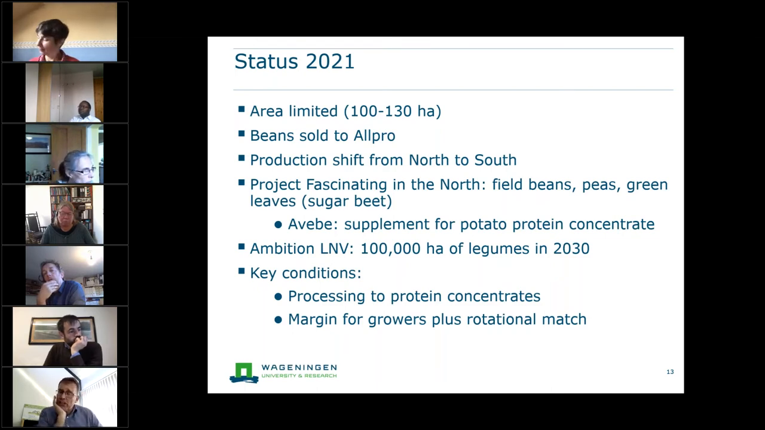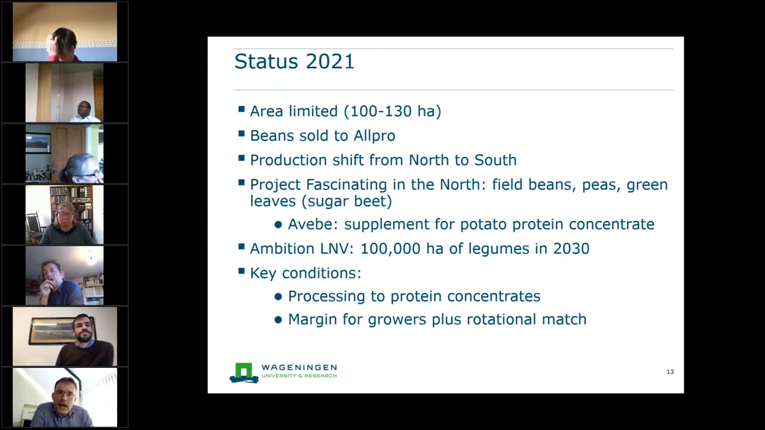And key conditions, if you want to reach it, is that there is processing of protein concentrates grown in the Netherlands that, of course, get a good price, and that there is a good margin for growers. Plus, and now I want to stress the next thing, is the rotational match. Why am I saying this? Because we ask farmers, now I go back to what I said before in my talk, that farmers could get a good price, 530 euros per ton, which is good. You get a return better than wheat.